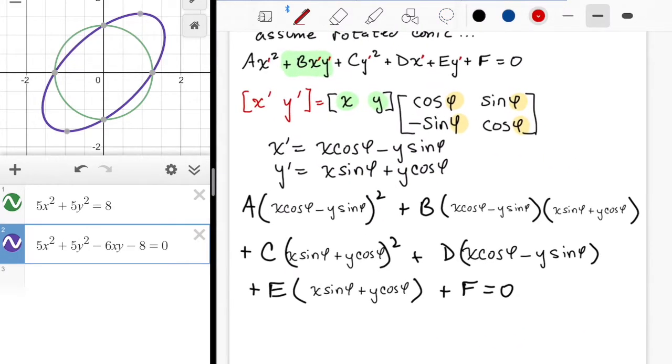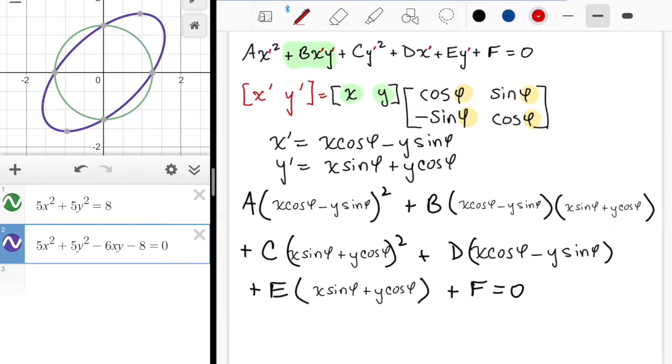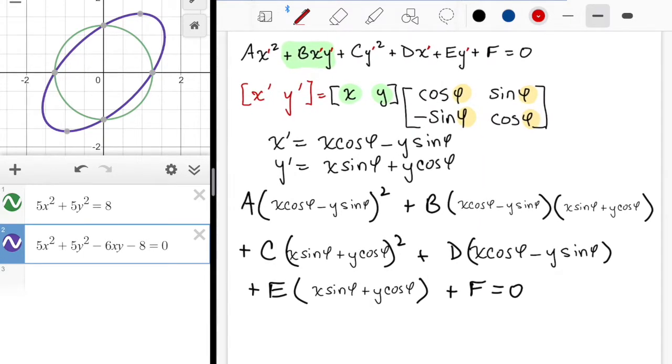Bring this up. Bring it in. And so we're looking at some distributive property, and you would expect some things to clean up somewhat. So we're going to have x squared cosine squared phi.